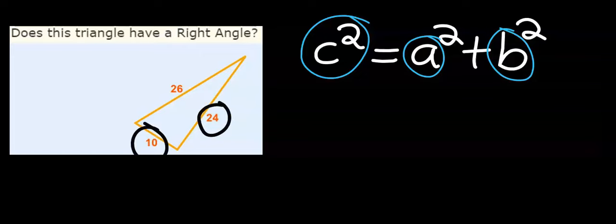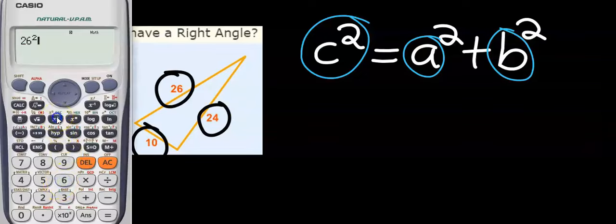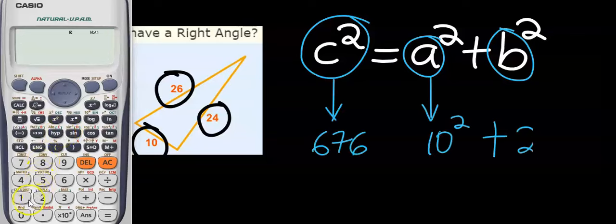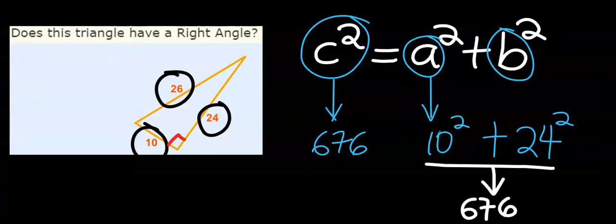10, 24 and 26. Let us square 26. We're going to have 676. The remaining sides, we're going to have 10 squared plus 24 squared, and we're going to have the same answer. Hence, this is a right-angled triangle.